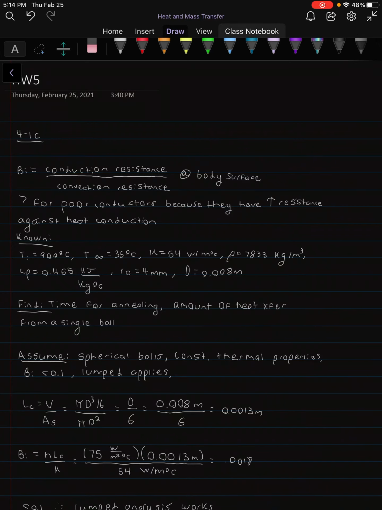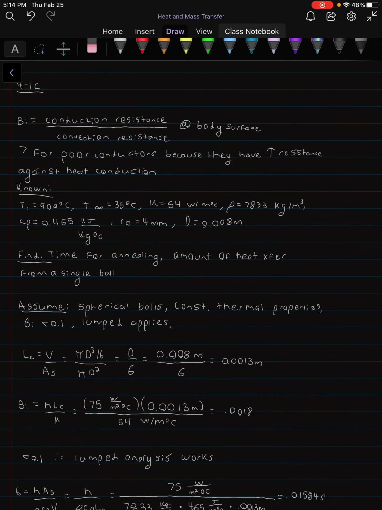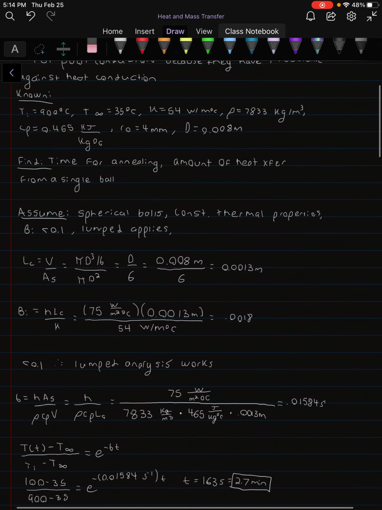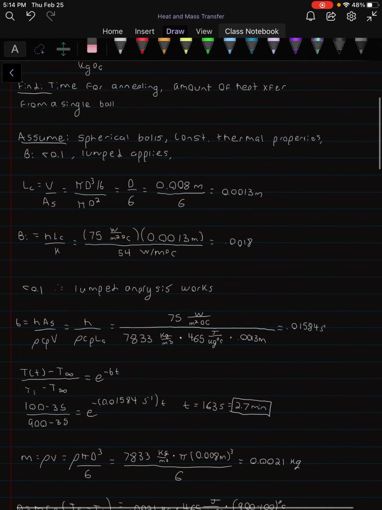For 4-1C, we have knowns, which is your T initial 900 degrees C, your T infinity temperature is 35, you have some givens for the properties, and we want to find the time for annealing, the heat transfer from a single ball. So we want to assume that the balls are spherical, there's constant thermal properties, and the lumped analysis applies. That's because the Bi is under 0.1, which we proved below.